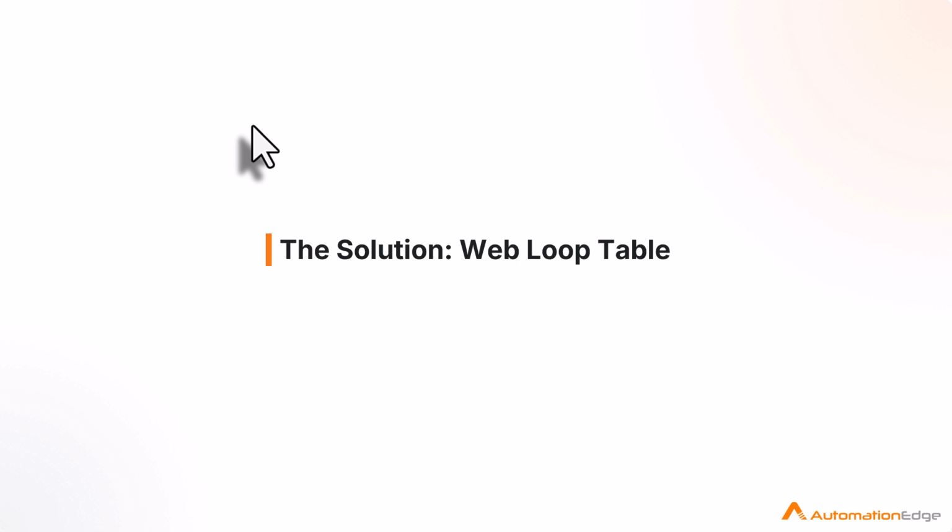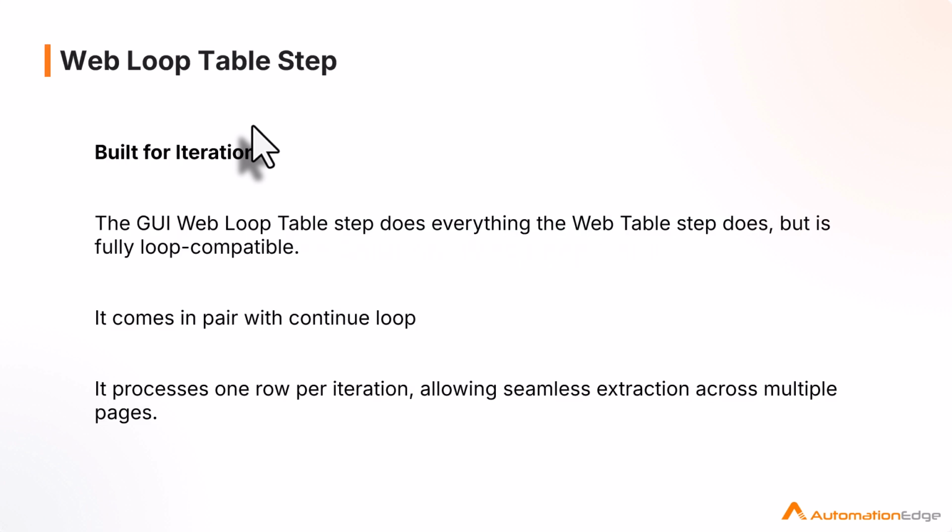But before we do that, let me explain how the web loop table step works, because it has some very important features and rules you need to know. It traverses HTML tables. It extracts specific columns. It outputs to workflow fields, and it is fully loop compatible. Just like the start loop step.